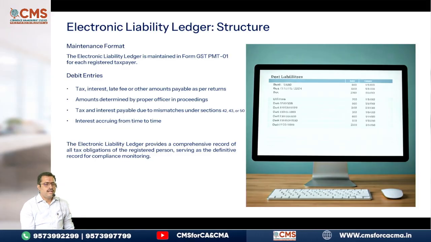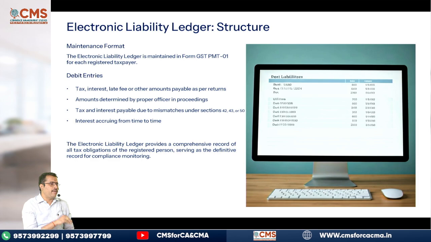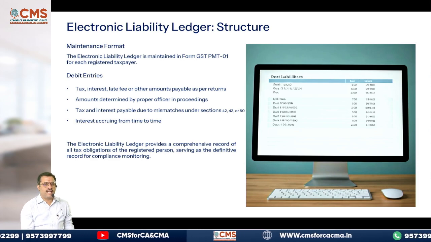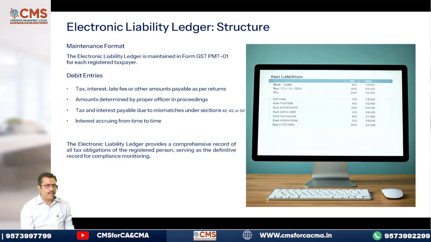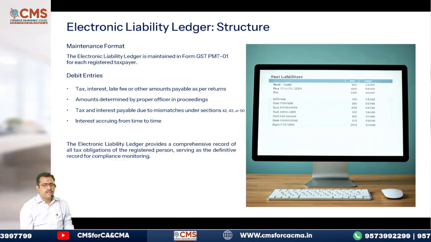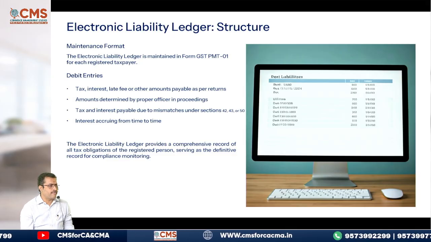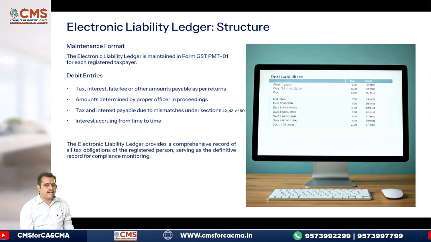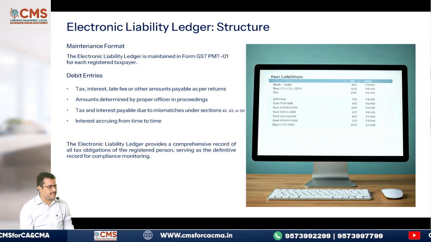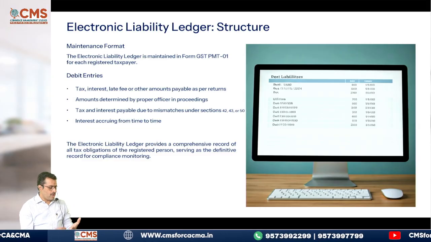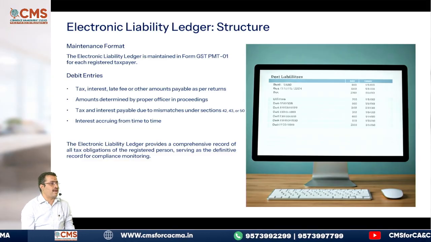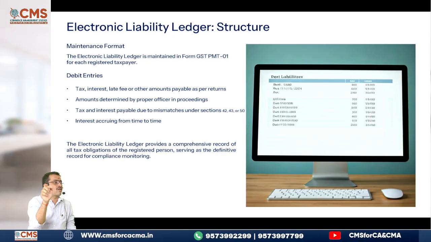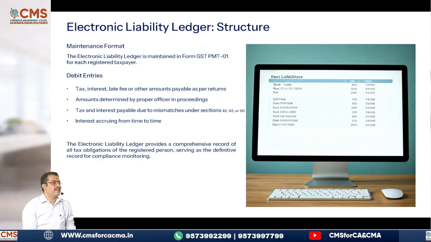Now debit entries. What all amounts will be debited to this liability ledger? See there, the tax, interest, late fee or other amounts payable as per the returns will be debited. Then amounts determined by the proper officer in proceedings will be debited. Similarly, tax and interest payable due to mismatches. Mismatches means I purchased goods worth rupees 1 lakh, but I took credit for goods worth rupees 10 lakhs. I entered 1 zero wrongly, thinking 0 is not having any value.